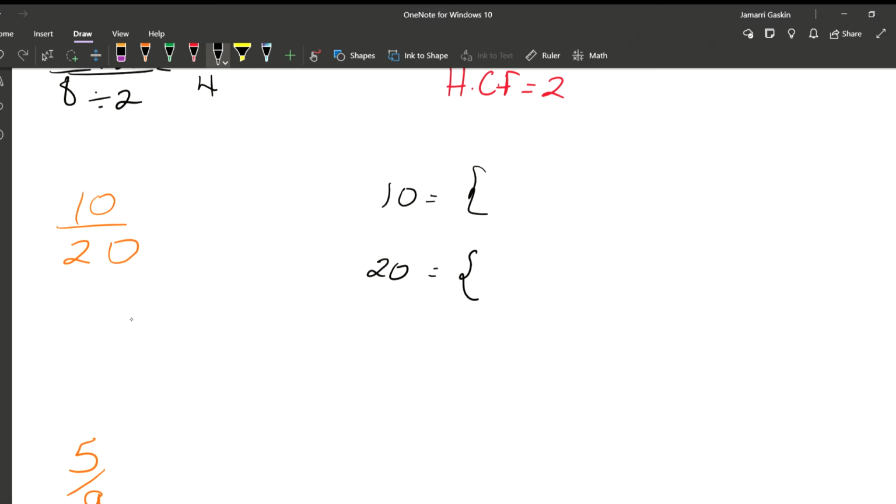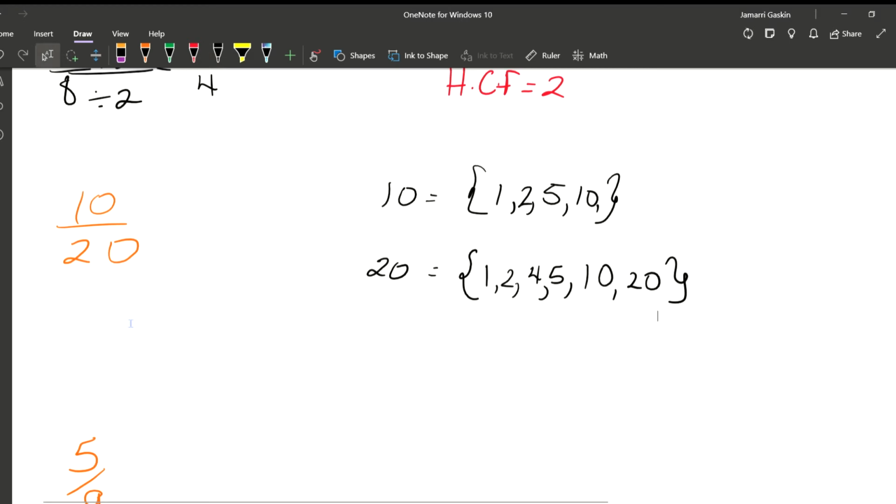Factors of 10 are 1, 2, 5, and 10. Okay? The factors of 20 are 1, 2, 4, 5, 10, 20. Let's see what's common. So we have 1, like I said before, it's going to be common. 2 again, nice. I see a 5 here, and a 10 is also here as well.